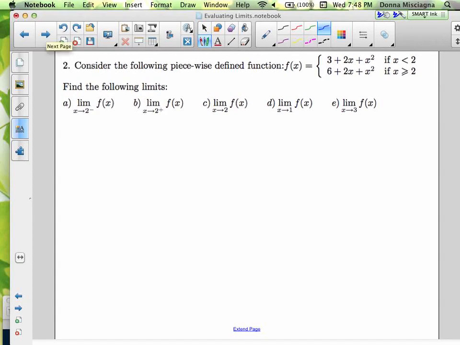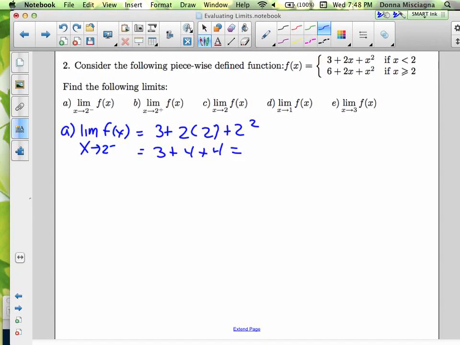All right, so we want to find, first of all, the limit of f of x as x approaches 2 from the negative side. So the left-hand limit, we need to plug into the less than 2. All right, so that would be 3 plus 2 times 2 plus 2 squared, which would be 3 plus 4 plus 4, which is 11.